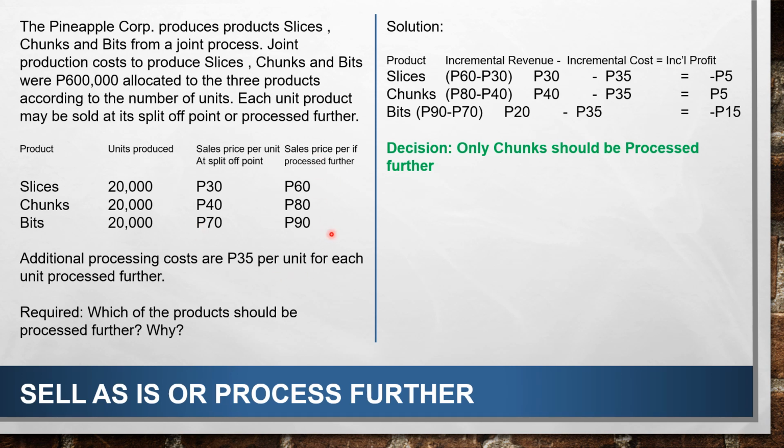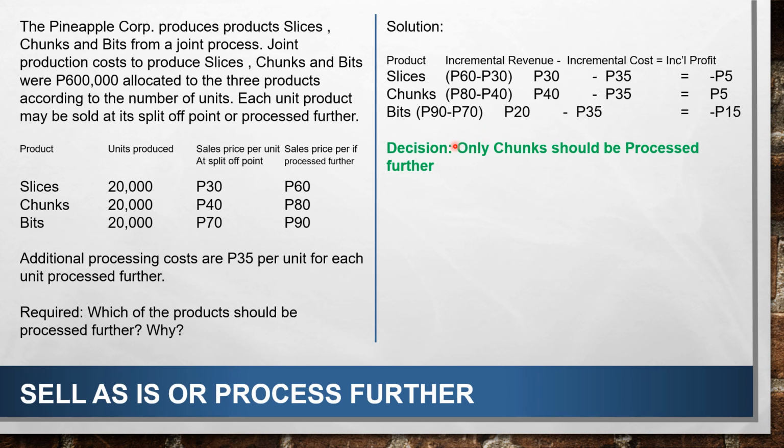So we have actually incremental revenue of 30 per unit if we will process that further. Now that 30 is our incremental revenue. Okay, so let's proceed to chunks. If we process it further, it will become 80. It will be saleable at 80. But if we will just sell it as of now without doing anything, it can just be sold at 40. So we have our incremental revenue of 40.